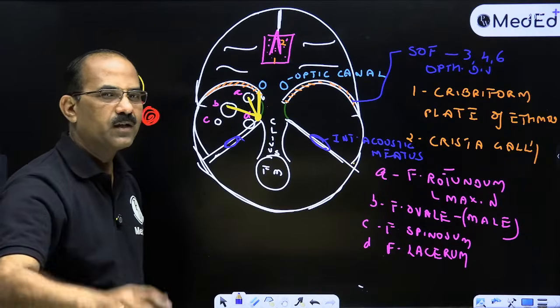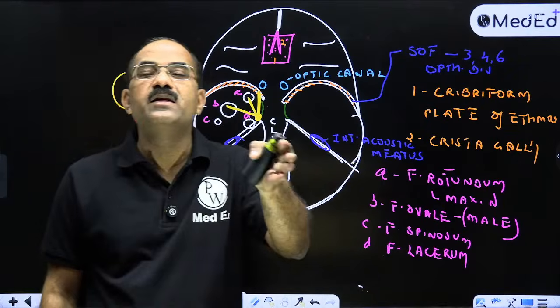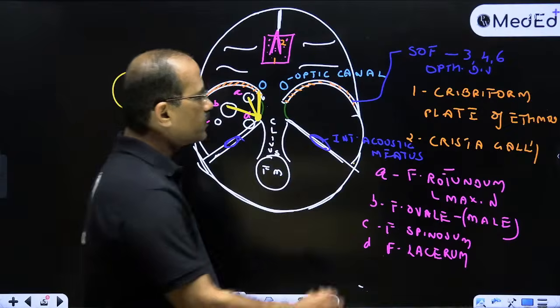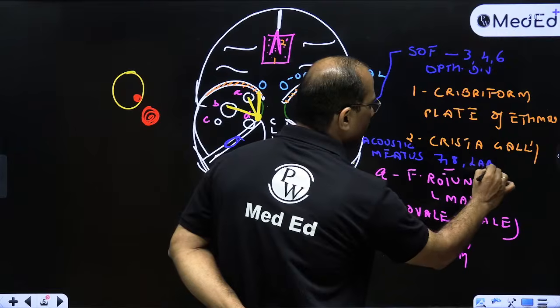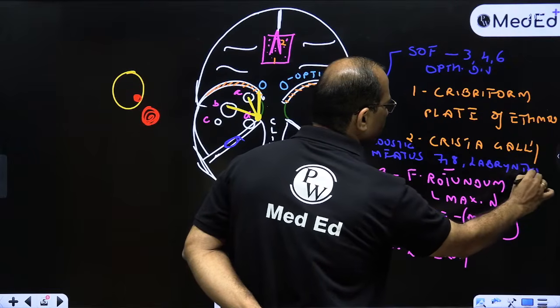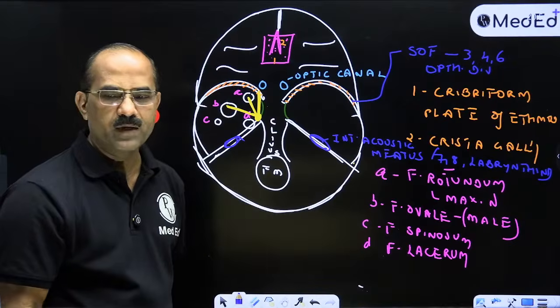Fine. So that is internal acoustic meatus. Inside this internal acoustic meatus, who enters into this? The 7th nerve, 8th nerve, and labyrinthine artery enters the internal acoustic meatus. समझ में आ रहा है?